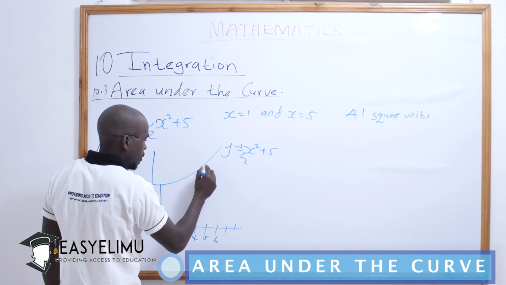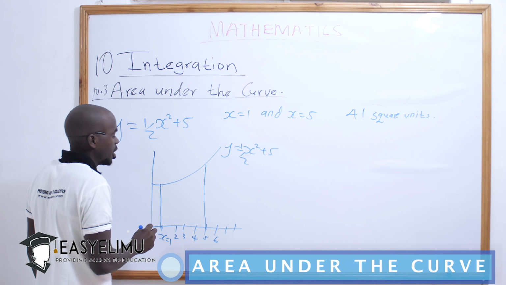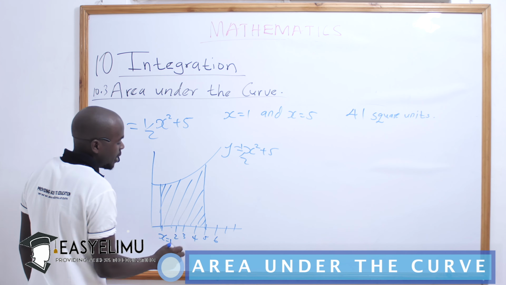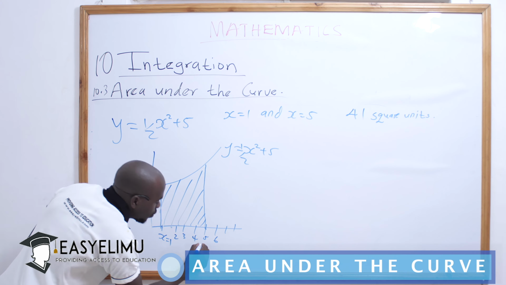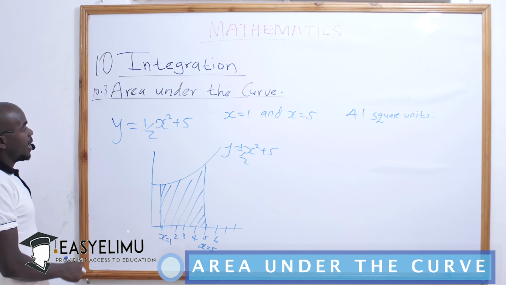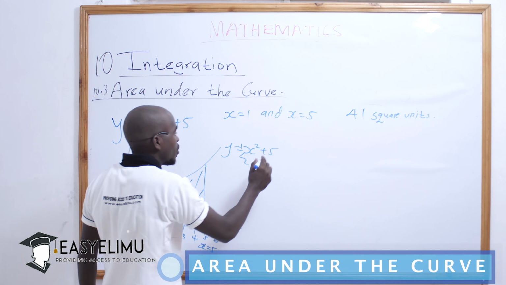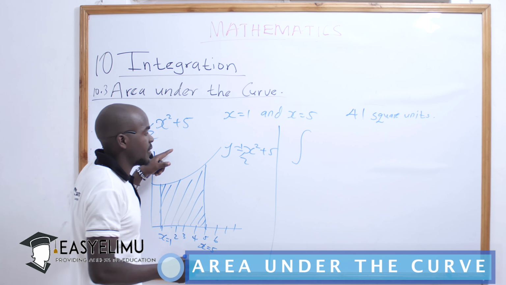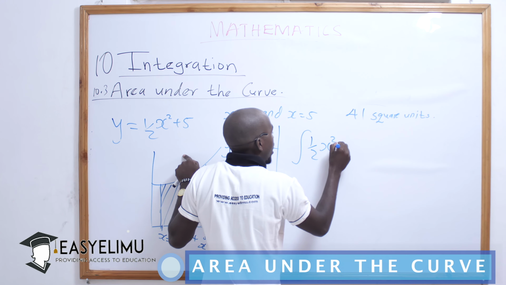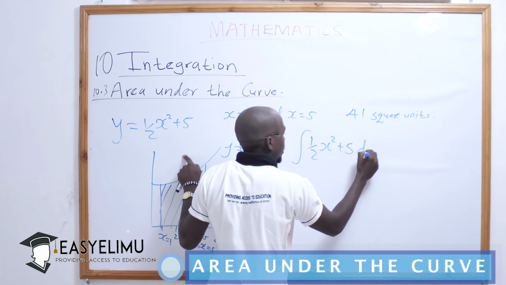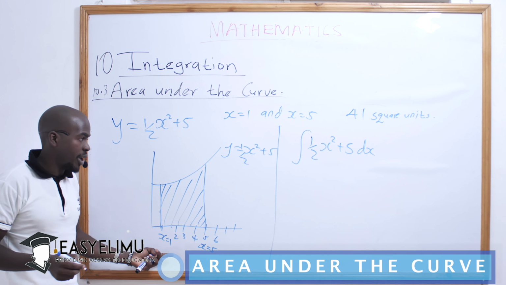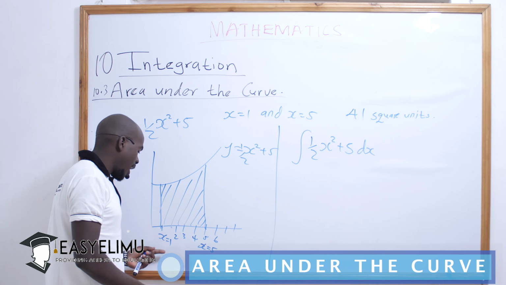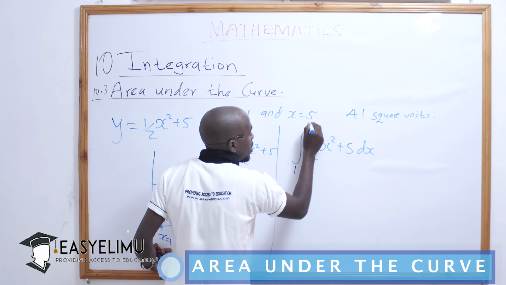x equals 5 lies at that point. I'm required to find the area under this curve, from x equals 1 to x equals 5. I can find it using the integral method by finding the integration of y, where y is a half x squared plus 5, dx. I'm finding it with respect to x, with limits of integration where a is 1 and b is 5.